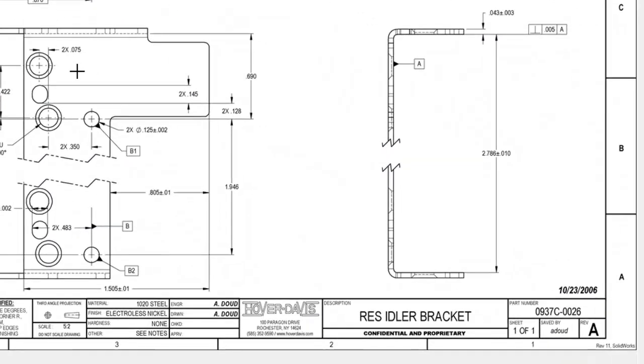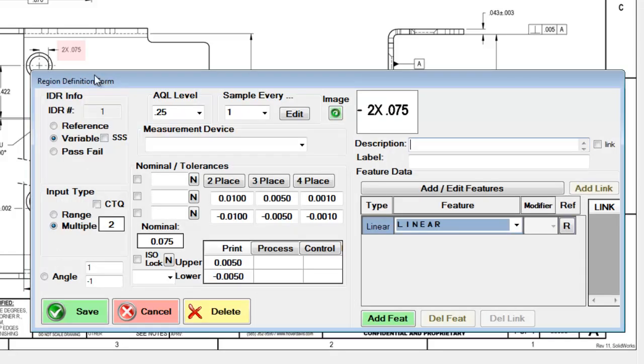In this video, let's take a look at defining our inspection point in more detail. As you put a box around your inspection point, this region definition form appears. As you go down the left side, you can select whether it's a reference, variable, or pass-fail.